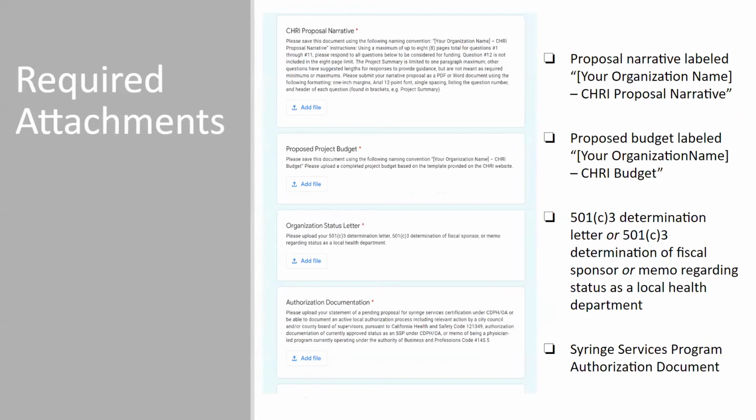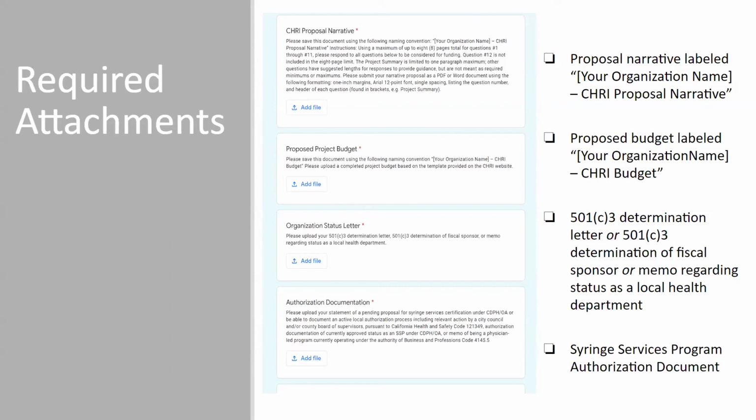Okay, so required attachments. First, you'll see the CHRI proposal narrative, and you'll be able to upload your file directly there. Please follow the naming convention of your organization name - CHRI proposal narrative. Same with the budget, you can upload that there. And then you'll see the 501c3 determination letter request. Here, if you are a 501c3, please upload your determination letter. If you have a fiscal sponsor, please upload the 501c3 determination of your fiscal sponsor. And if you are a local health department, we understand that you won't have either of these things. So please just upload a memo letting us know your status as a local health department.